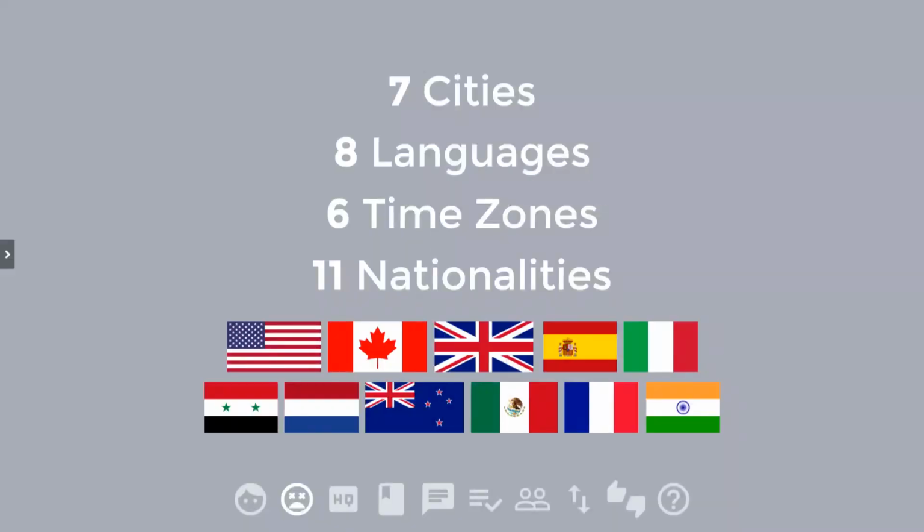Our team right now is spread across 7 cities. We speak 8 different languages in total. Obviously, we all speak English as well, but it's not our native tongue. It's not my native tongue. We work across 6 time zones, and we actually come from 11 different nationalities altogether. So this is important because, as Farhan said, when you pair program and work together as part of a team, you have to make sure that you're able to communicate properly with the team.